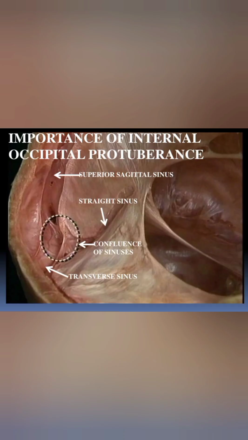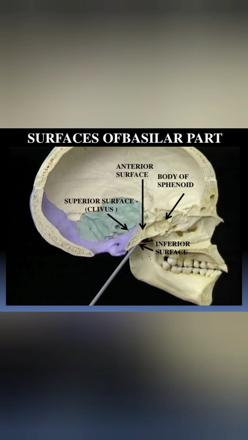In the internal occipital protuberance, there will be the confluence of the venous sinuses: the superior sagittal sinus from above, the straight sinus, and the transverse sinus on the sides. Basilar part is located in the base of the skull. It has three surfaces: superior surface, inferior surface, and anterior surface. Superior surface forms the clivus. Anterior surface articulates with the body of the sphenoid bone.